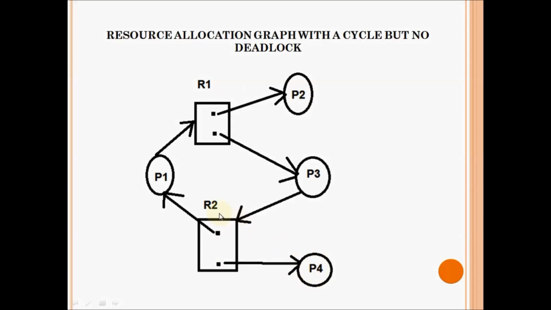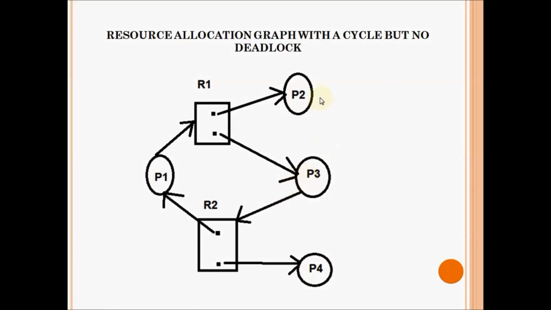Getting, guys? Now once P2 and P4 complete their execution, we will check for P3. P3 is already having R1, but P3 is requesting for R2. After the completion of P4 and P2, definitely you can allocate the resource R2 to P3. So P3 can also complete its execution without any problem.